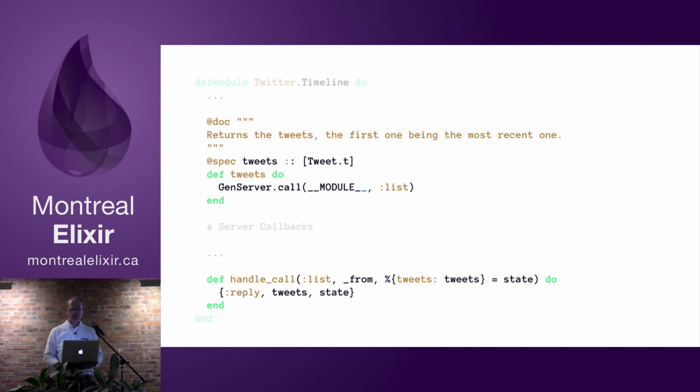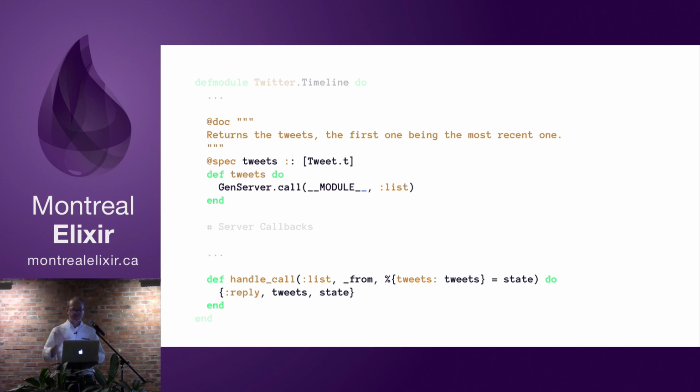But as you can see here, the handle call is also a public function. But it's not meant to be called by clients of the Gen server. This is a handle call. It's a callback used by the Gen server. Most of the time, the public functions that can be called in the Gen server are at the top of a module, and all the Gen server callbacks are at the bottom. This is a convention we use.